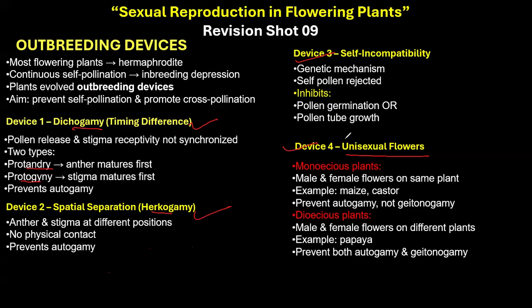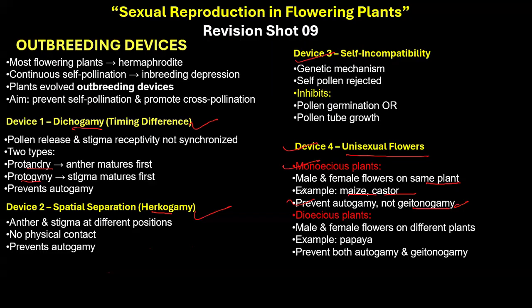So we call them as monoecious plants. Like number one is monoecious plants. Here, male and female flowers are on the same plant. Examples are maize, castor. Prevent autogamy, not geitonogamy. So here you can prevent the autogamy, that means this self-pollination, but geitonogamy you cannot prevent. This is a very important point. So in monoecious plants, autogamy is prevented, but geitonogamy is not prevented.